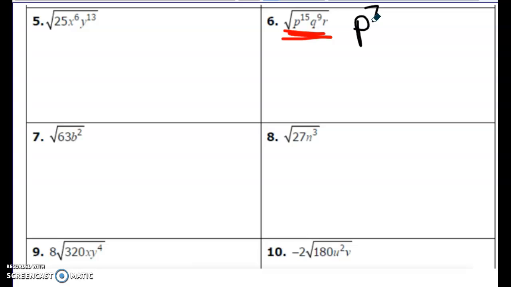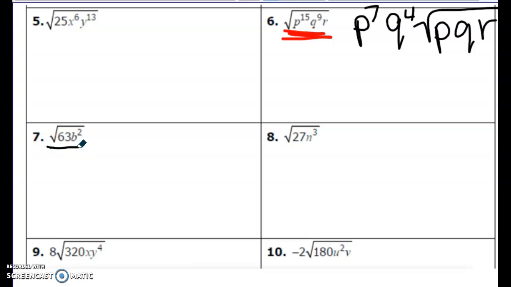Then I look at the q's. How many pairs are in 9? So I'm counting on my fingers, 2, 4, 6, 8. So 4 pairs. And then the r's, can anything happen there? Nope. So what's left? Inside my square root, I have 1 p left, 1 q left, and 1 r. You won't ever have more than 1 of anything inside a square root because it's looking for pairs. Now let's look at this one.